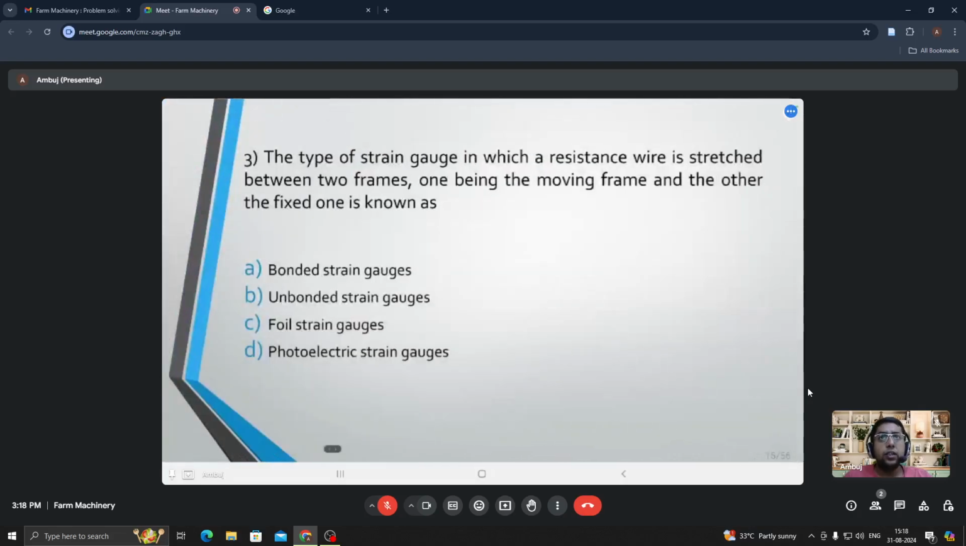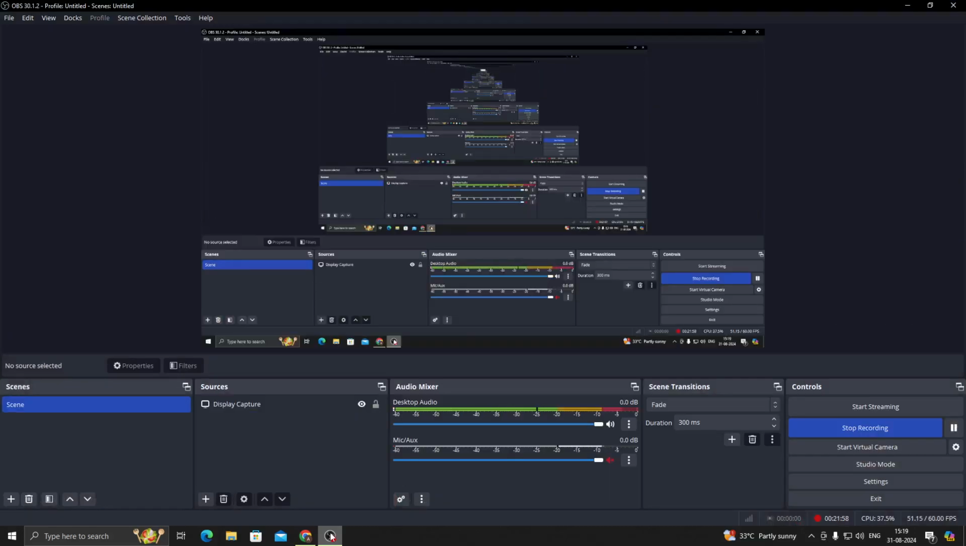Coming to the next question. Try to solve. The type of strain gauge in which a resistance wire is stretched between two frames, one being the moving frame and the other the fixed one, is known as: bonded strain gauge, unbonded strain gauge, foil strain gauge, or photoelectric strain gauge. What is the correct option according to you? Try to just solve.